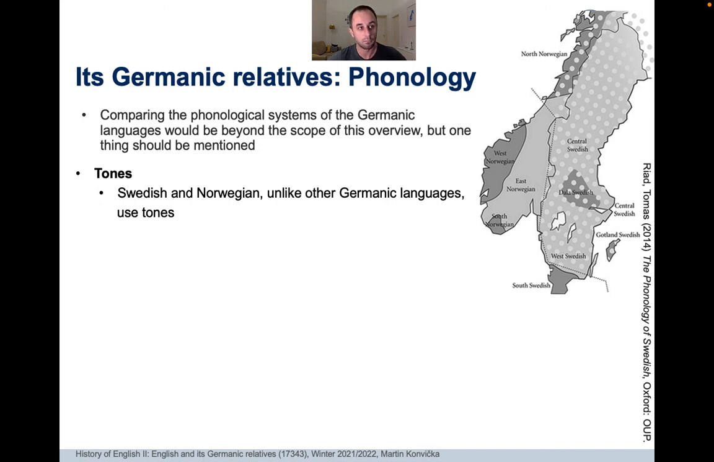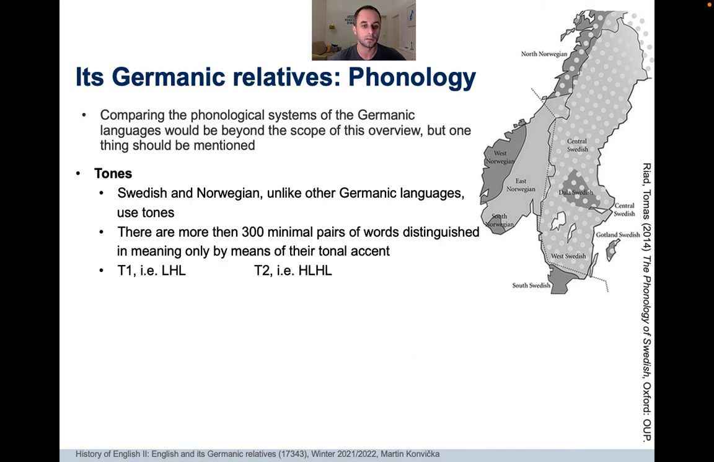Something that you probably know from languages such as Mandarin Chinese, right? And this is not something that exists only outside of Europe. As I said, Swedish and Norwegian also use this technique. So in those languages, or in Swedish and in Norwegian, there are more than 300 minimal pairs of words that are only distinguished in meaning by their tonal accent.